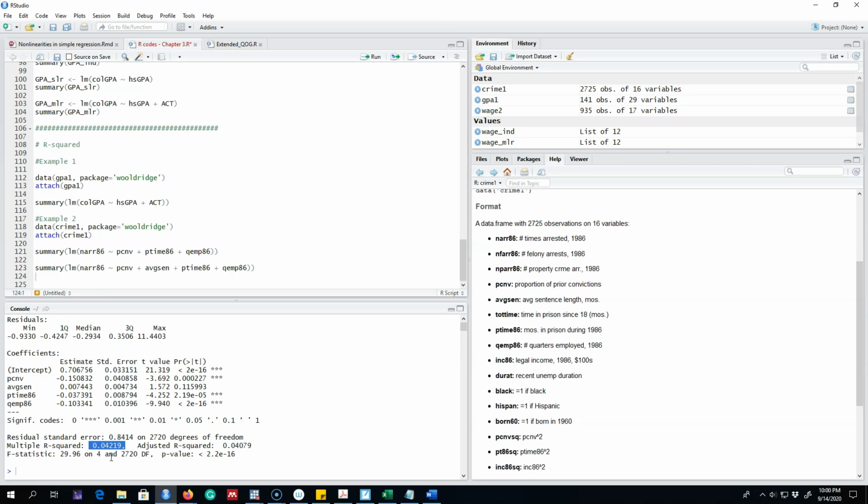There are many similarities between R-squared in the multiple linear regression model and the simple linear regression model, and the concept is exactly the same. So if you're confused about what this R-squared is doing, I would recommend going back to my previous video of R-squared in the simple linear regression modeling framework.